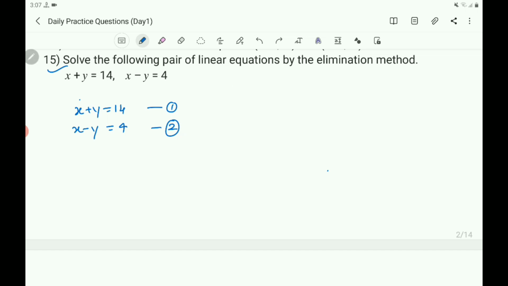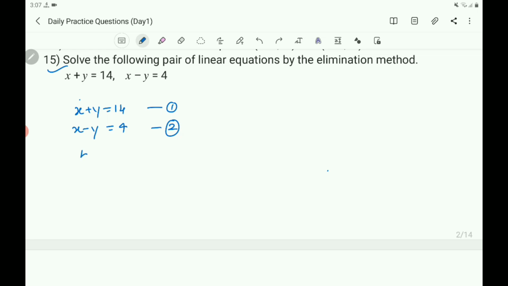Here if you want to cancel y, they are having opposite sign with the same coefficient, so you cancel them by adding them. Or if you want to cancel x, they are having the same sign with the same coefficient. So as they are having the same sign, we have to subtract one equation from the other to cancel x. So now it is easy to cancel y, as you can do first plus second.